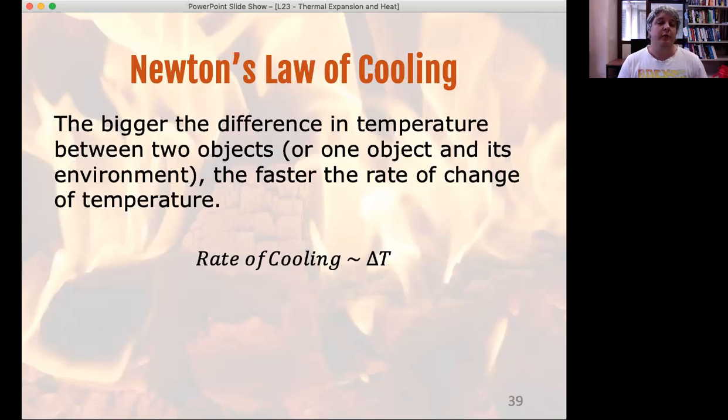Right, so Newton's law of cooling is about the rate of energy transfer. It's not about how long it takes to get from its initial temperature to its final temperature. It's just about the rate at which energy is given off at a given temperature difference.